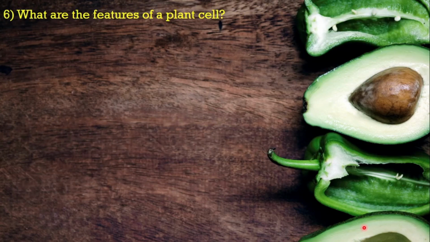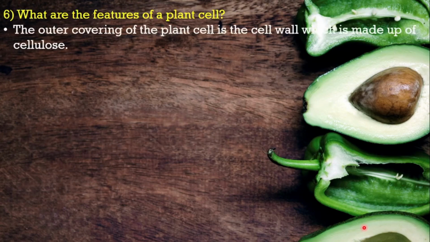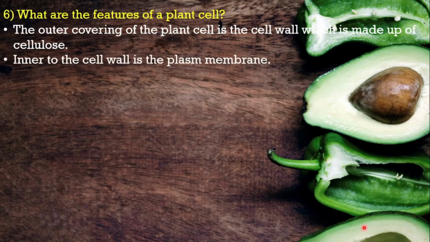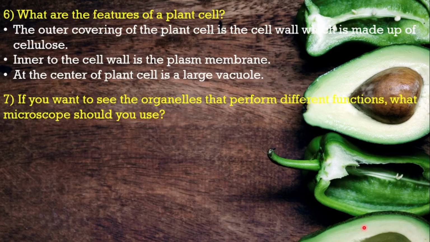What are the features of a plant cell? The outer covering of the plant cell is the cell wall, which is made up of cellulose. Inner to the cell wall is the plasma membrane. At the center of the plant cell is a large vacuole. If you want to see the organelles that perform different functions, what microscope should you use? Obviously, we have to use an electron microscope.